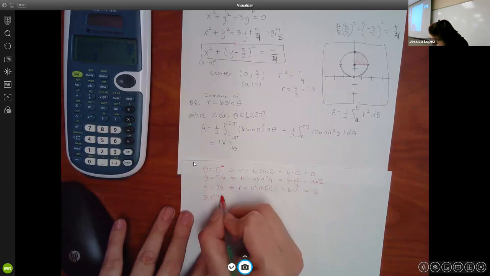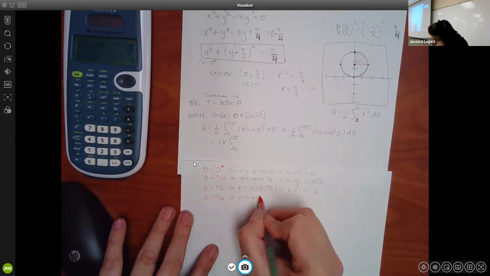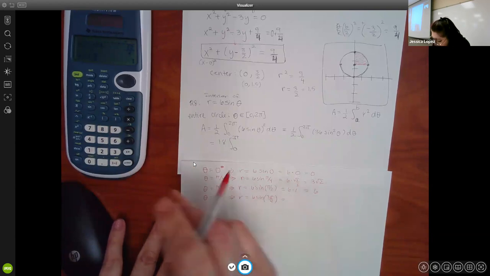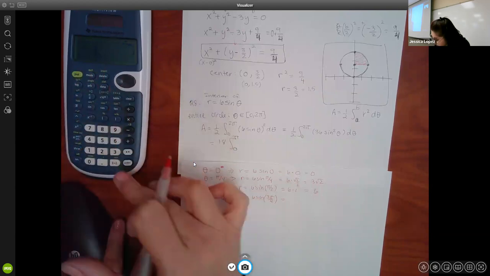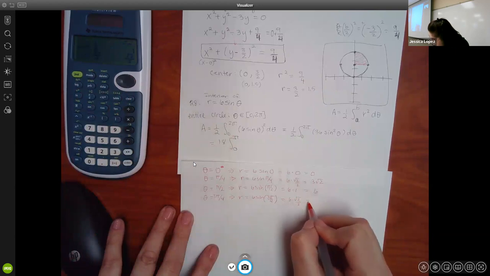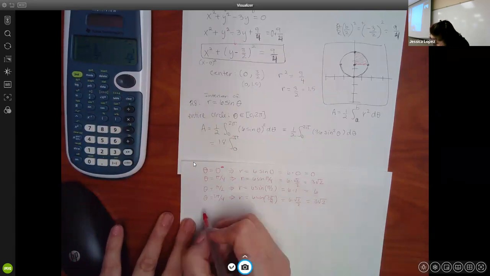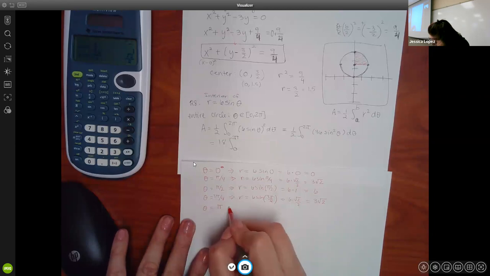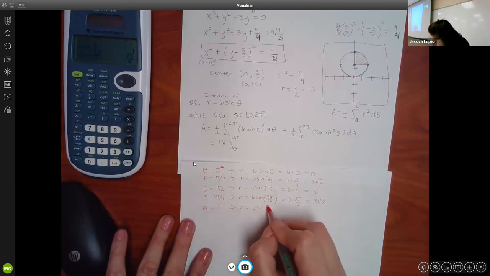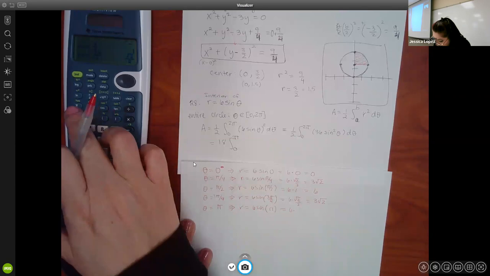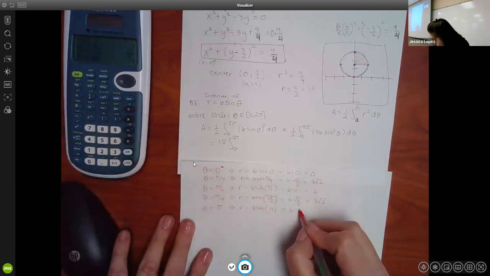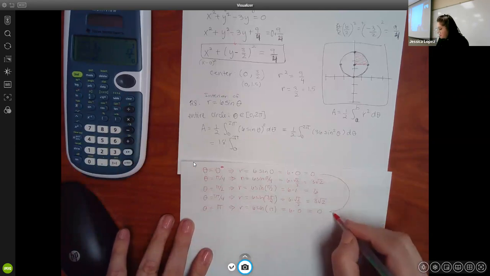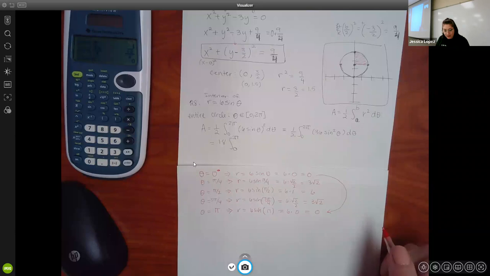Pi over 4, 3 pi over 4 is next. So sine of 3 pi over 4. Yeah, I only need to do it until it gets to 0 again. And then 3 pi over 4, 4 pi over 4 is pi. And that would be, what's sine of pi? Is it 0 again? Yep. Okay. So see, I went from 0 to 0, right? So it should only be pi, not 2 pi.